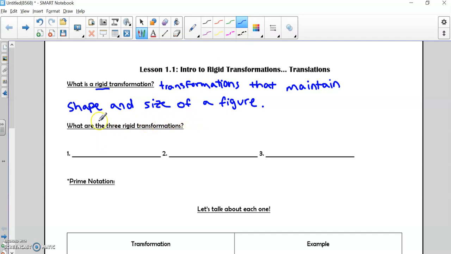So the three transformations that we're going to be talking about are translations. You guys already heard of that one. Reflections, which you guys are very familiar with that word. And last but certainly not least, rotations.